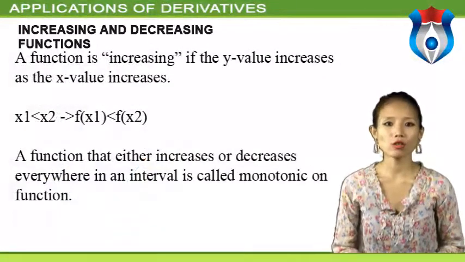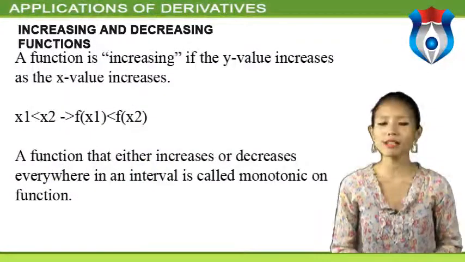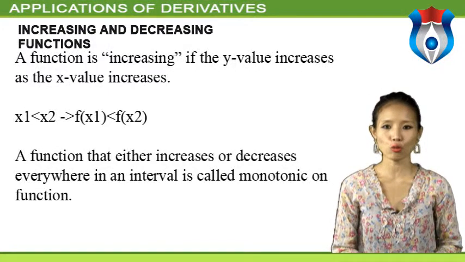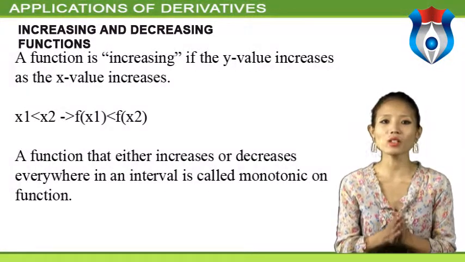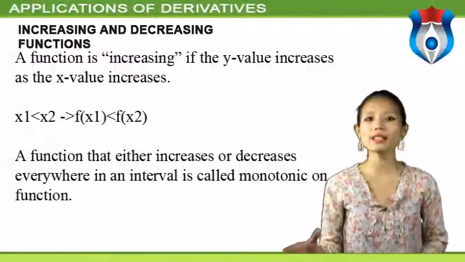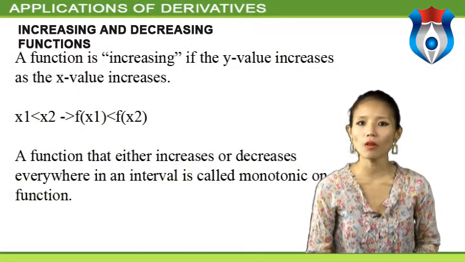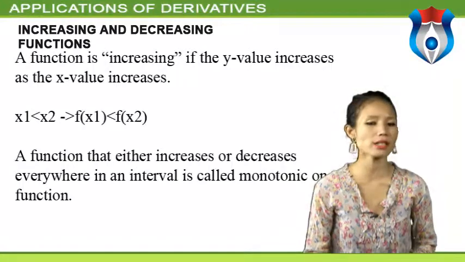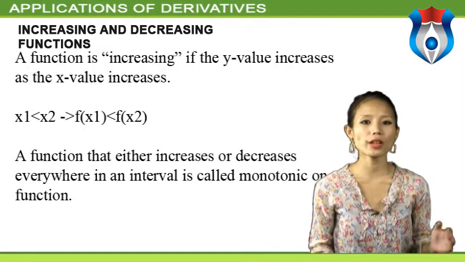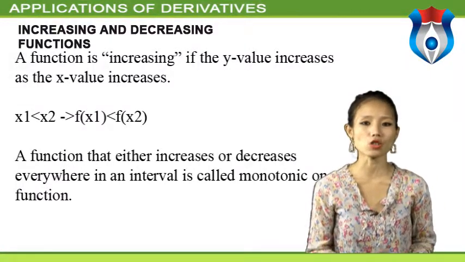A function is increasing if the y value increases as the x value increases, as shown. It is denoted as x1 less than x2 implies f of x1 less than f of x2. A function that either increases or decreases everywhere in an interval is called monotonic on that interval.